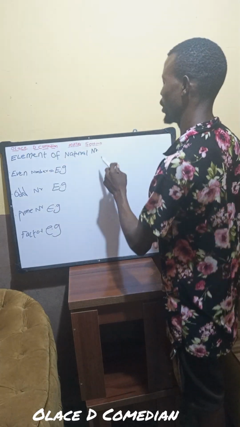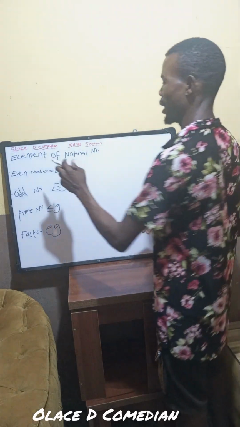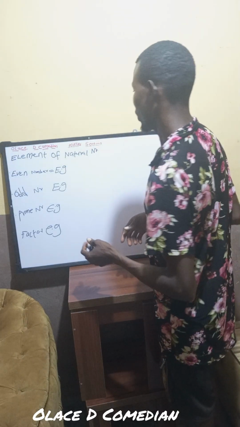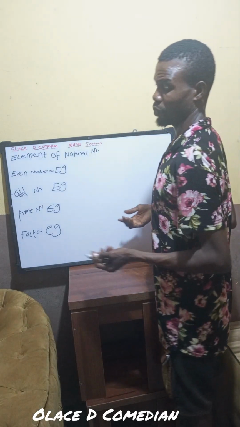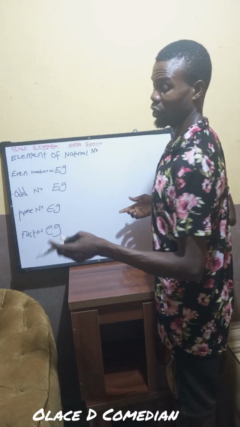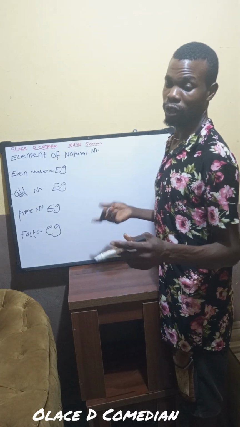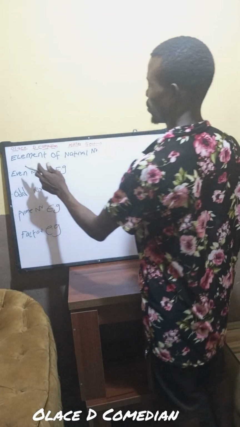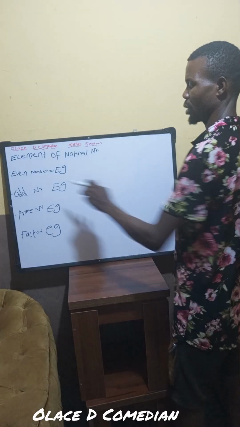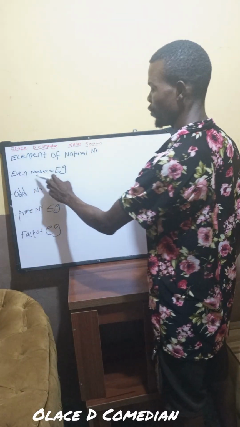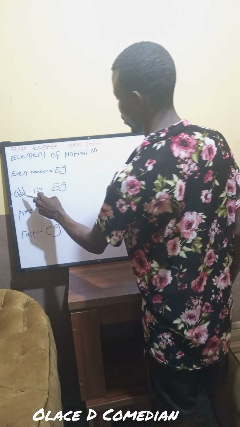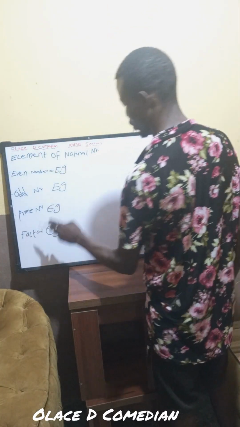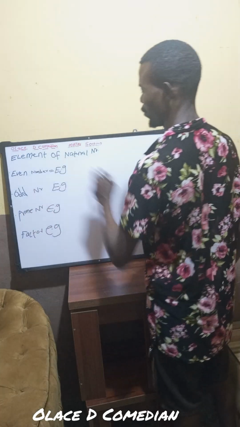Element of natural number. We are talking about elements of natural numbers. Element means component, the things that make up a particular something. Even your soap has components, which we call ingredients. So without delay, from these elements of natural numbers, we have what we call even numbers, odd numbers, prime numbers, and factors. Let's start from even numbers.